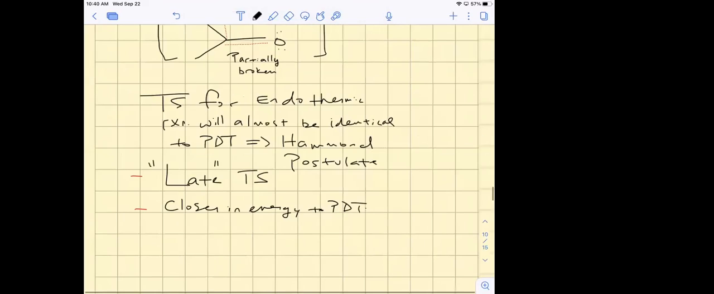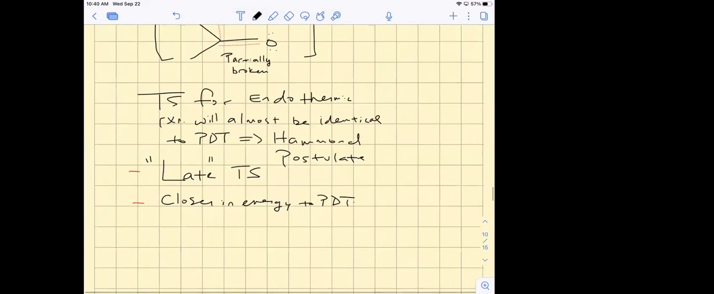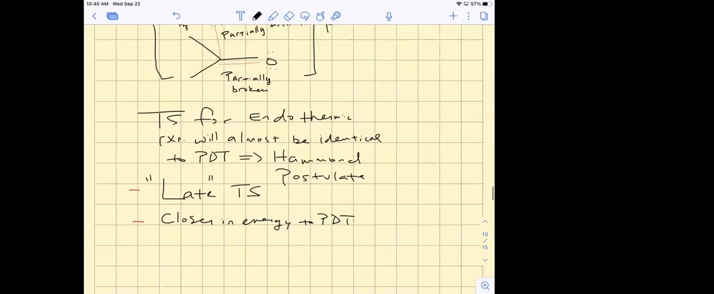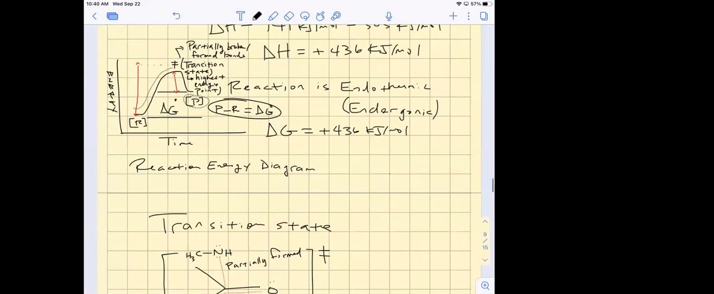I have a question. Go ahead. Okay, can you go back to the graph? So if the reaction is exothermic, would the reactants be identical to the transition state?